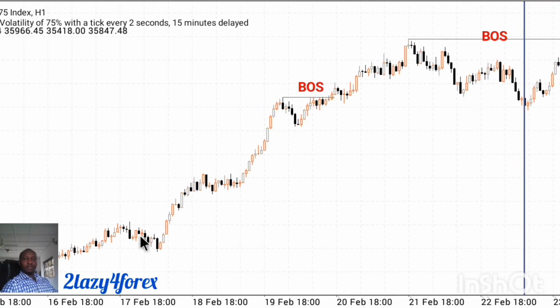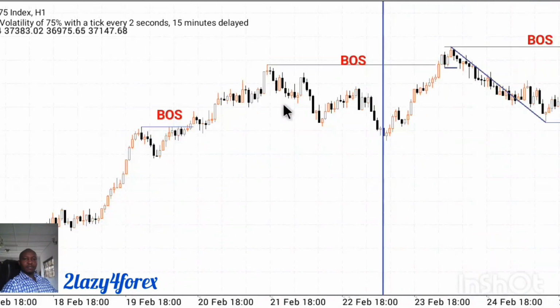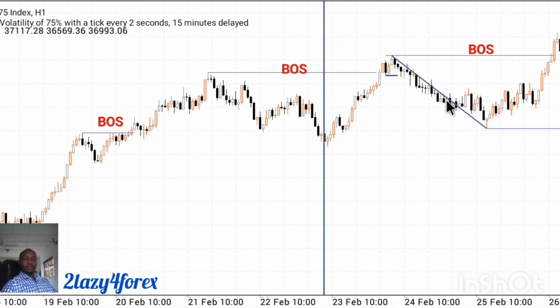So all these internal ones probably belong to maybe a 15 minutes chart. On a 15 minutes chart, it might be a pullback there. On a 30 minutes chart, it might be a pullback there. But for this 1 hour chart, if it doesn't meet the criteria, if it doesn't break below the highest low, it is an internal pullback.